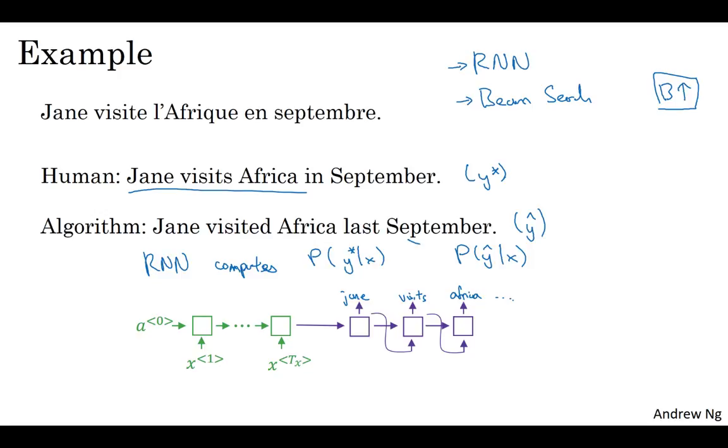So it's possible that P of Y star is bigger than P of Y hat. It's also possible that P of Y star is less than or equal to P of Y hat. And depending on which of these two cases hold true, you'll be able to more clearly ascribe this particular error, this particular bad translation, to one of the RNN or the beam search algorithm being at greater fault. So let's figure out the logic behind this.